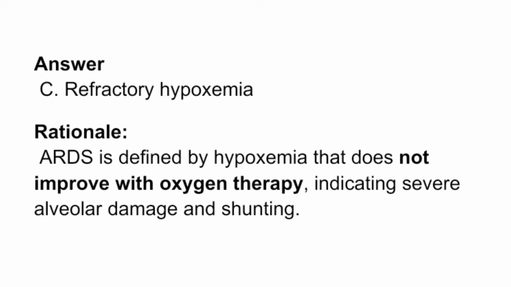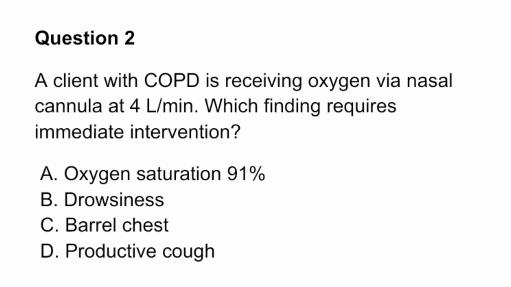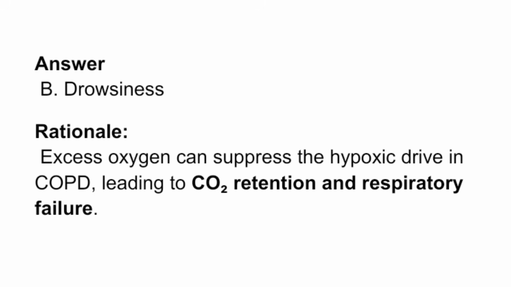Question 2. A client with COPD is receiving oxygen via nasal cannula at 4 liters per minute. Which finding requires immediate intervention? A. Oxygen saturation 91%. B. Drowsiness. C. Barrel chest. D. Productive cough. Answer. B. Drowsiness. Rationale. Excess oxygen can suppress the hypoxic drive in COPD, leading to CO2 retention and respiratory failure.